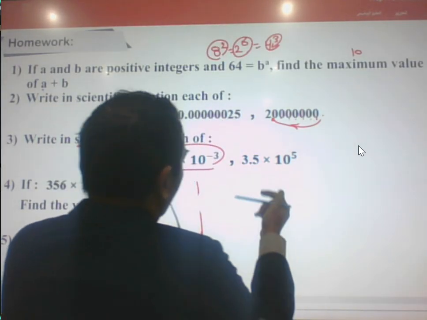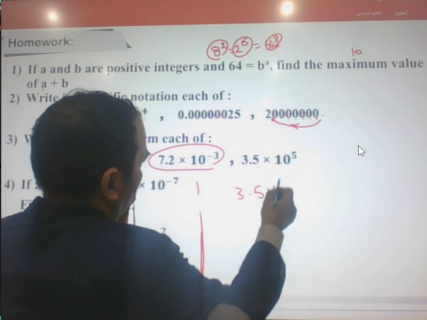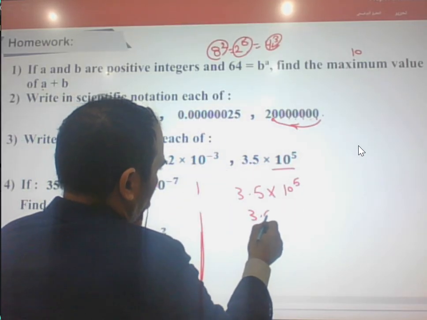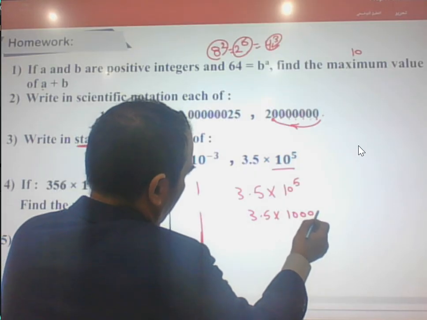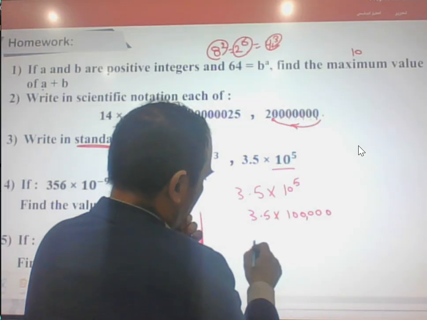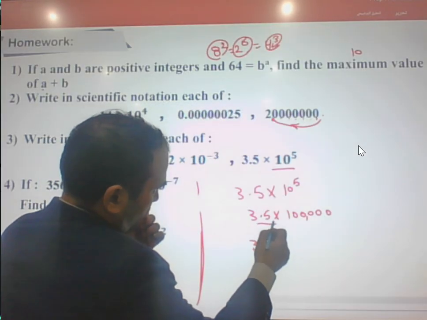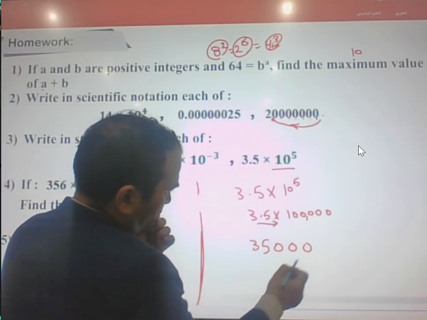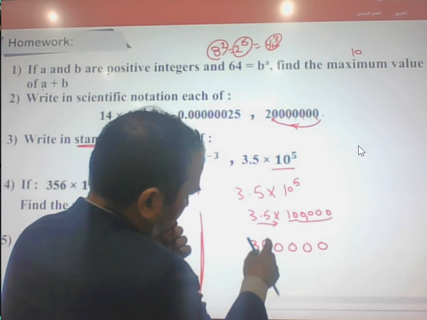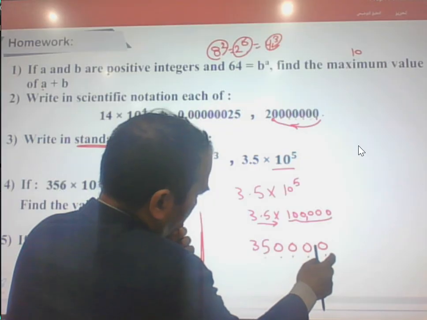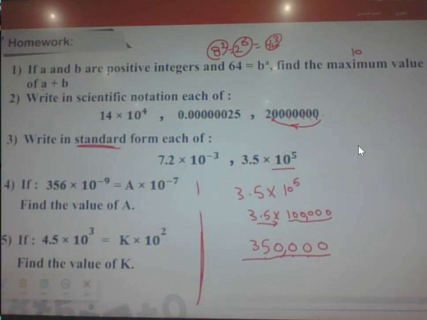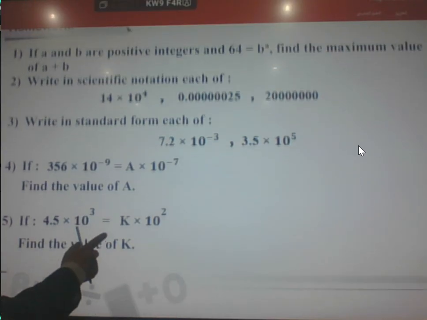Next question, 3.5 product by 10 power 5. What is its meaning? 3.5 product by 1 and 5 zeros behind it. Product by 100,000. Move the point right-hand side by 5 places, right? 3, 5, and then count with me 1, 2, 3, 4, 5. Okay, 5 zeros. Then we can move by 5 places, 1, 2, 3, 4, 5. Then the result will be what? 350,000. Next question. Number 4 here.